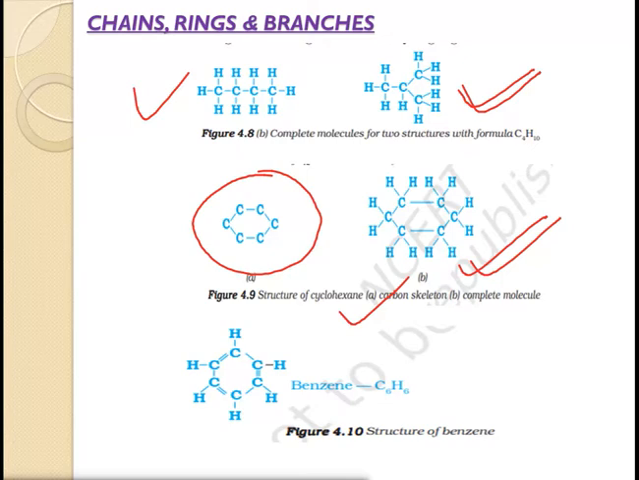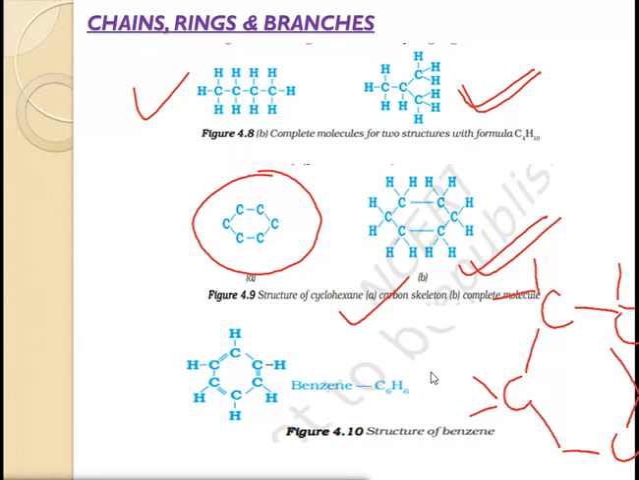benzene, an unsaturated compound. You can see the double bond is there. The formula of benzene is C6H6 and it is also known as an aromatic compound. We used to draw the structure of benzene like this: 6 carbon atoms, and with every carbon atom we attach one hydrogen.